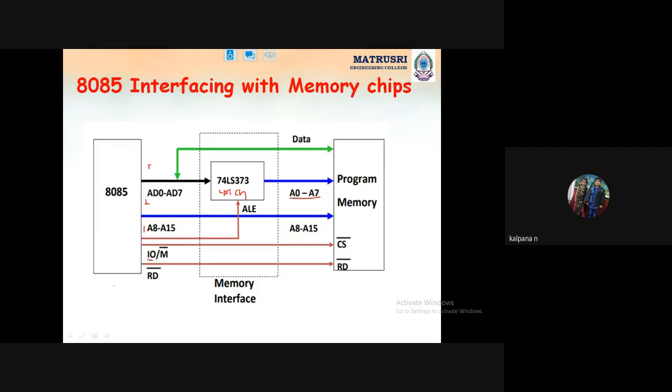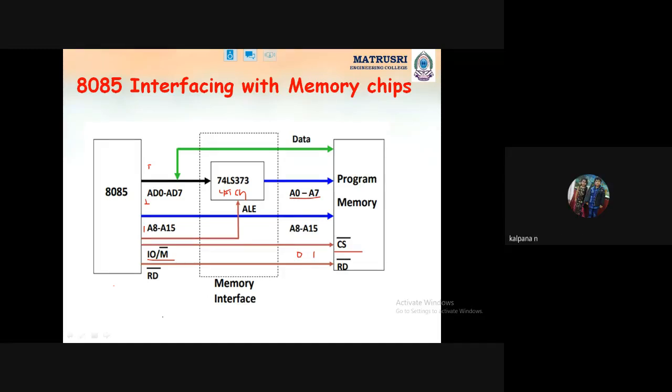Next, see IO by M bar. IO by M bar is connected to the chip select. Chip select means this is used to select the memory. Now IO by M bar should be 0 or 1? In order to select this memory, this IO by M bar should be logic 0.